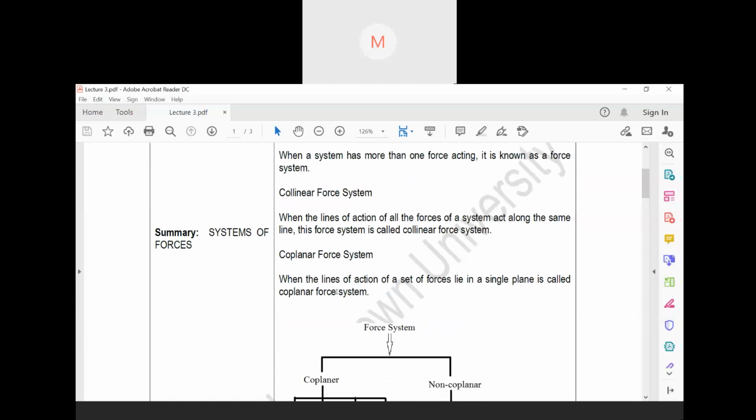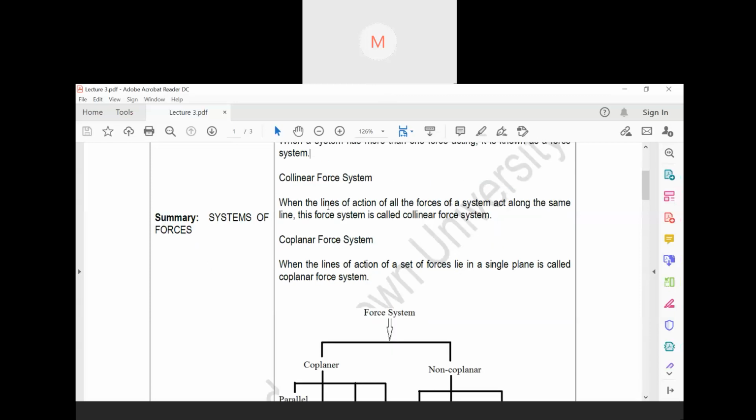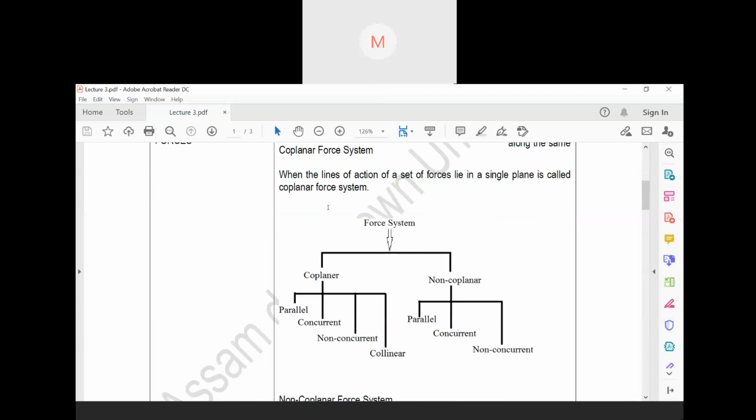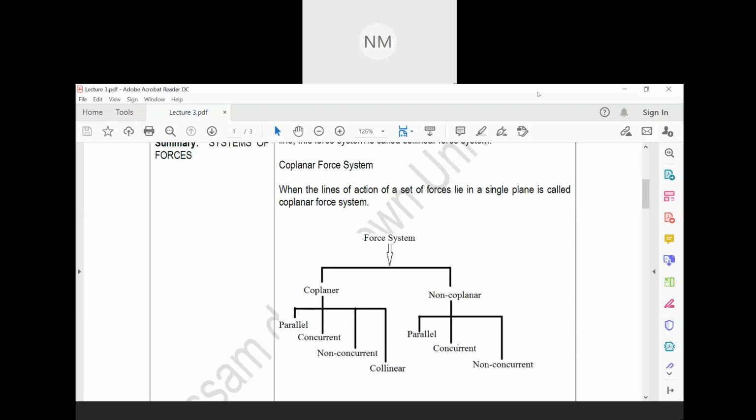Is it clear, everyone? Now, look, first of all, in the force system, if you see this diagram, you will find out that it has coplanar, number one, and number two is what? Non-coplanar.